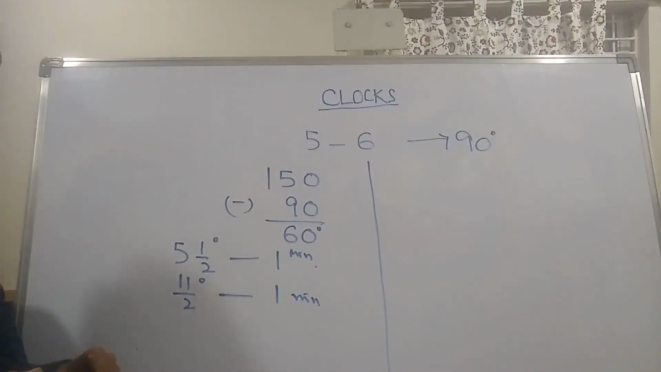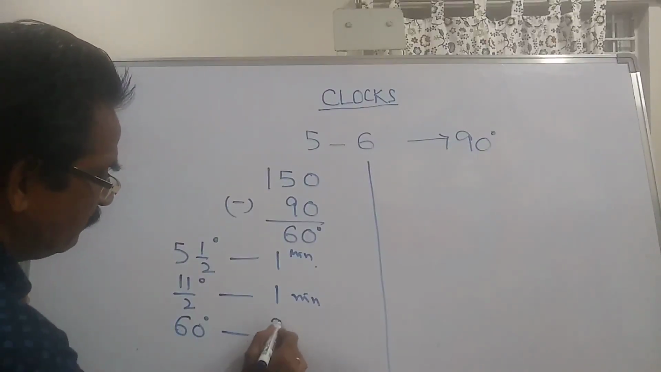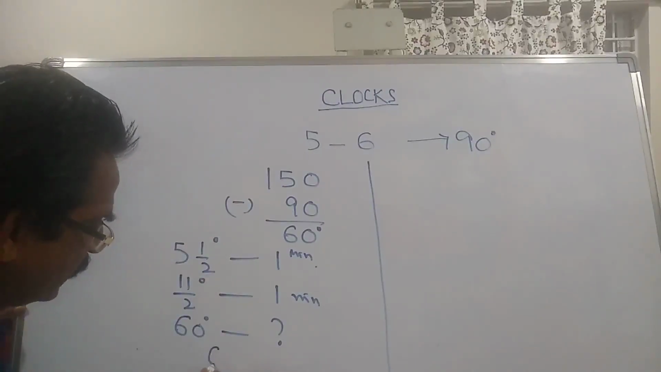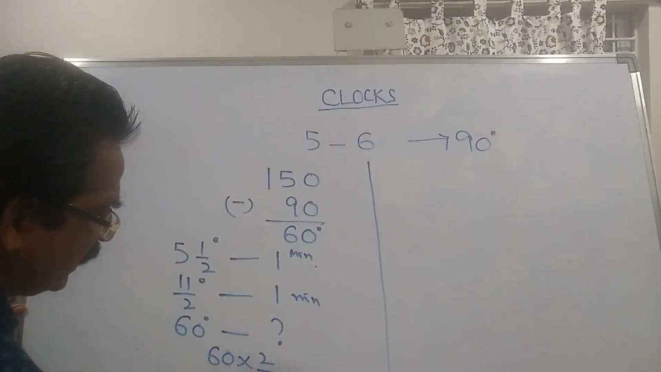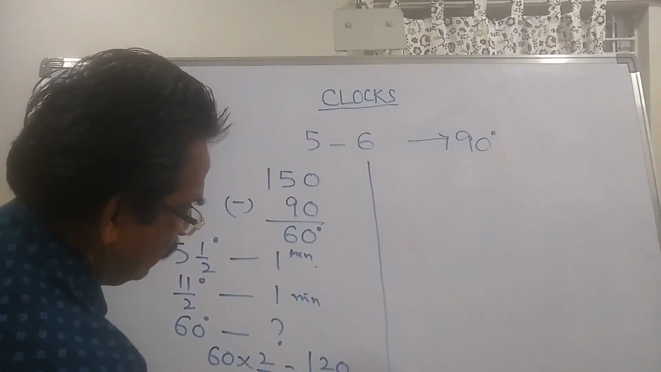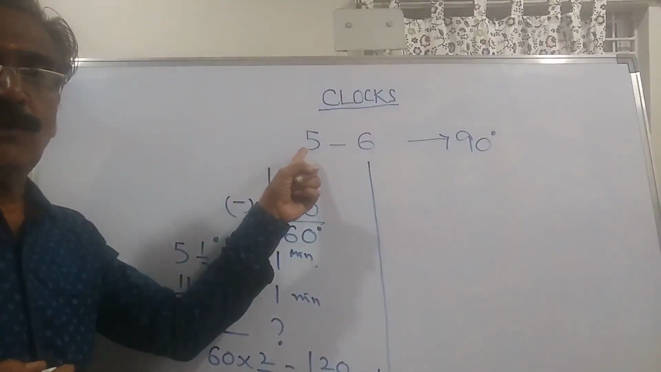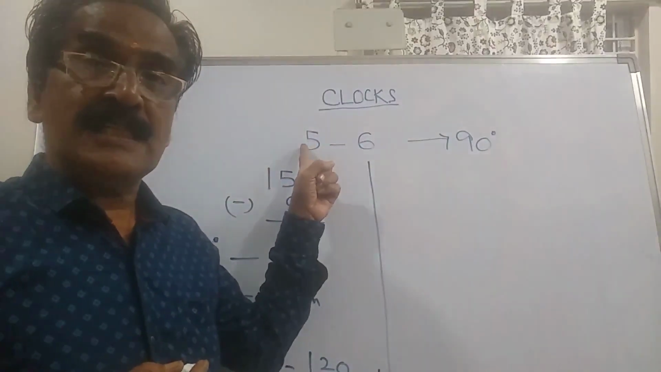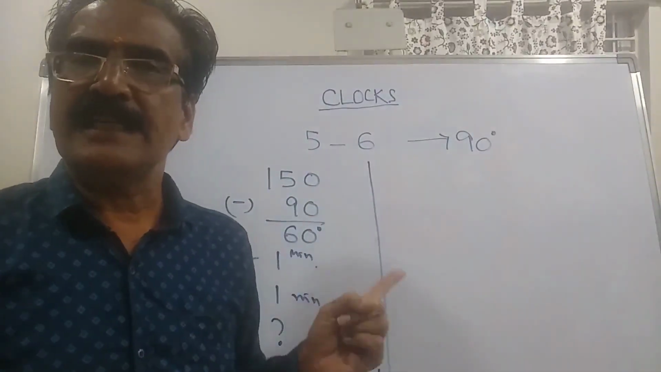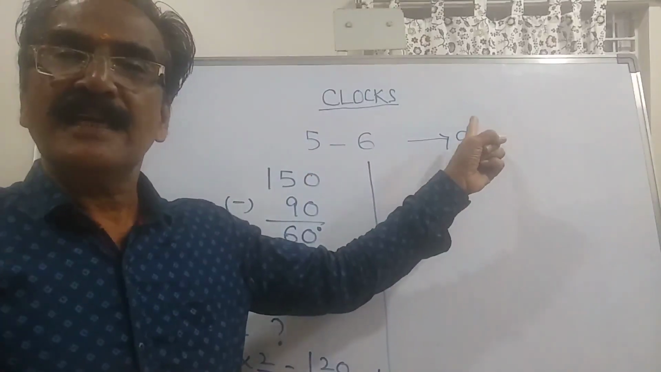Now 60 degrees angle must be reduced between the hands. So for 60 degrees, how much time has to pass? 60 divided by 11 by 2 means 60 into 2 by 11, that is 120 by 11, that is 10 by 11 after 10 full minutes. So 5 hours 10 by 11 minutes. At this time the angle between the hands will be 90 degrees.